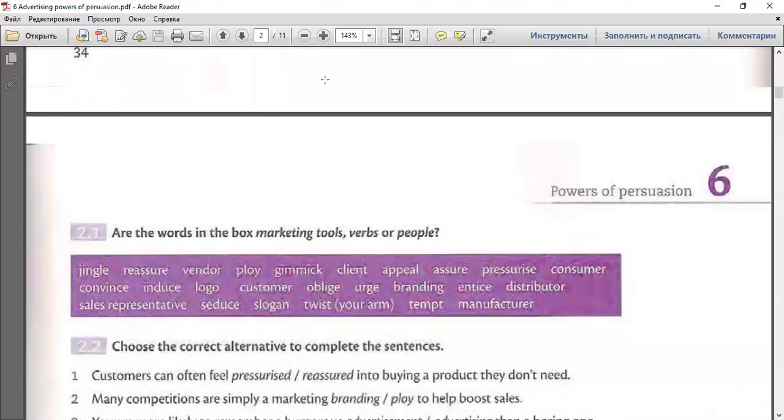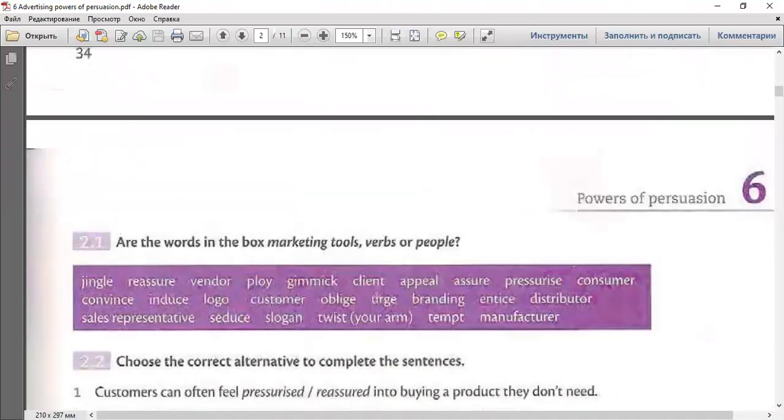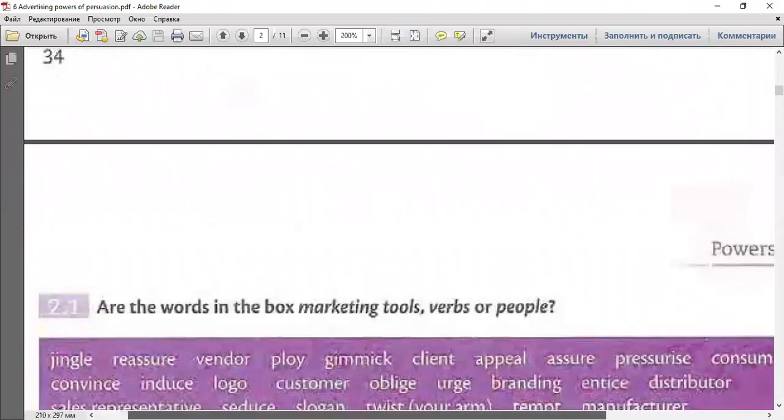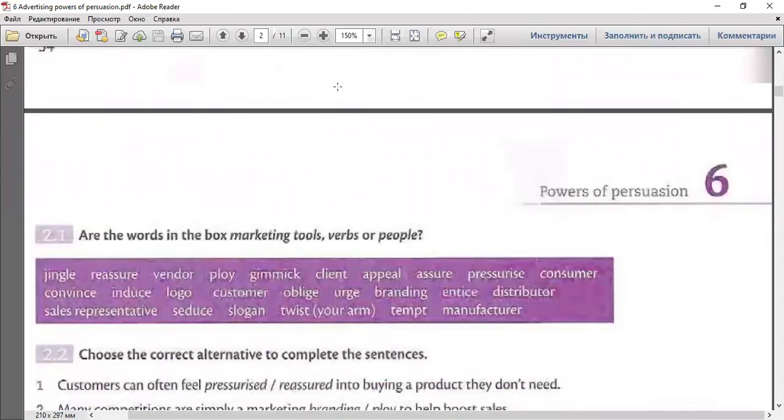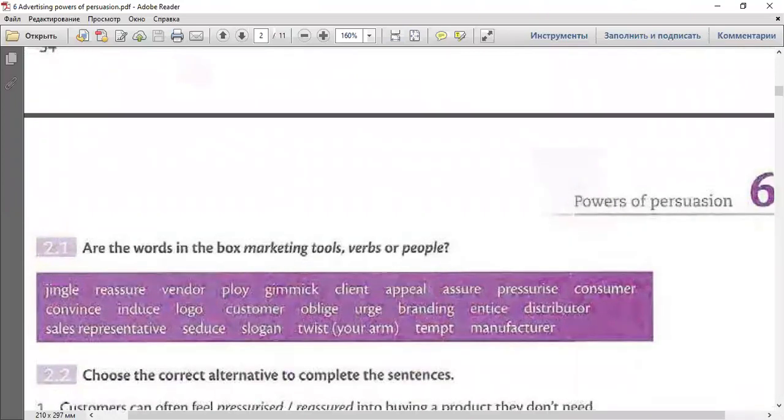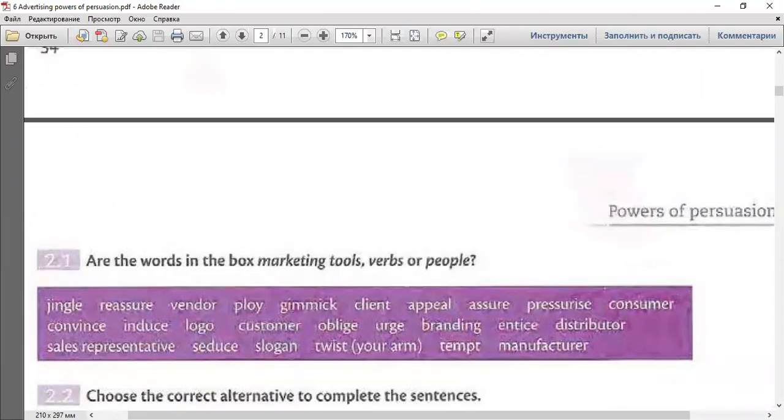So you can see some words here in the box. Let's put them into the correct category. You need to say whether they mean marketing tools, verbs, or people. Okay, so could you please type the marketing tools? So the words that mean marketing tools.